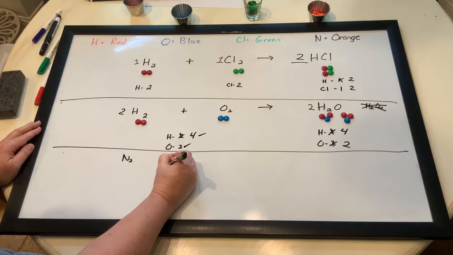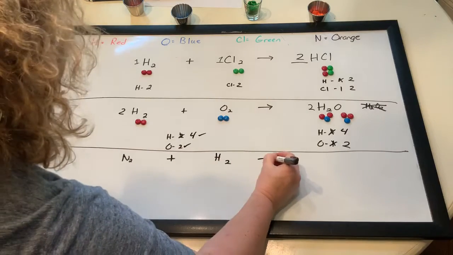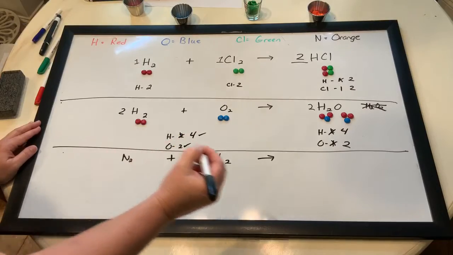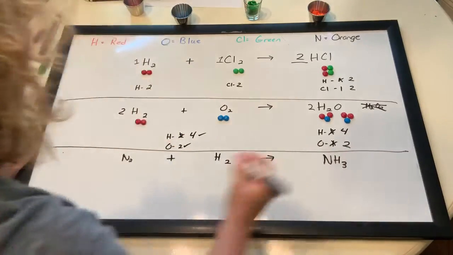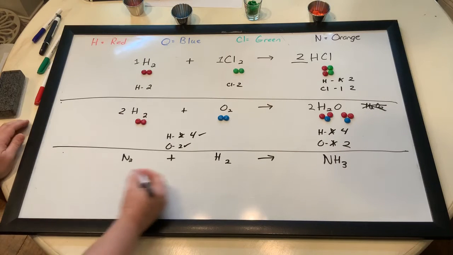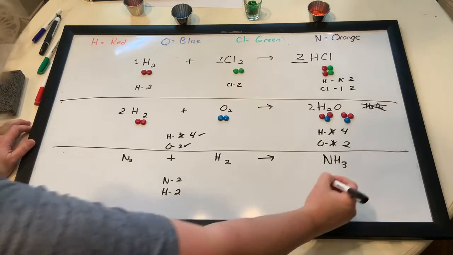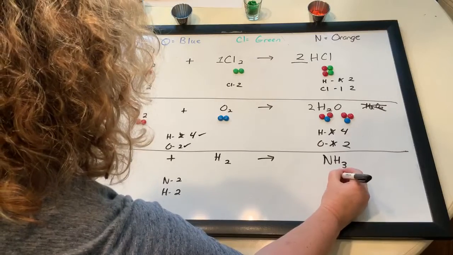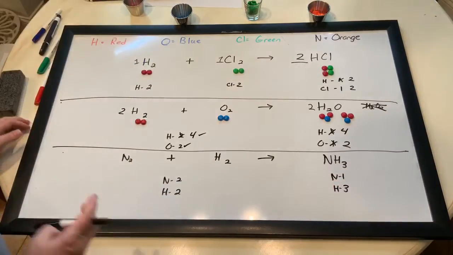N2 plus H2 yields NH3. All right, so let's figure out what we have on this side of our equations. We have 2 nitrogens. We have 2 hydrogens. Over here, I have 1 nitrogen, and I have 3 hydrogen.